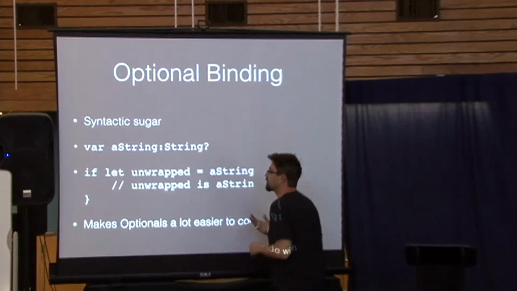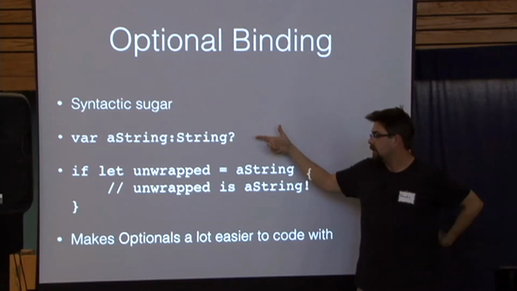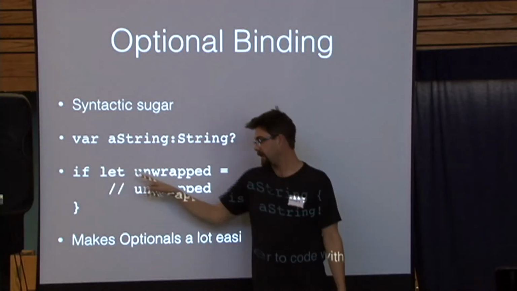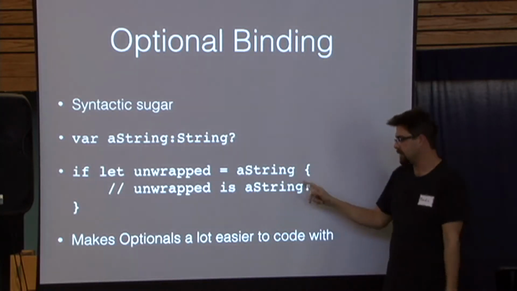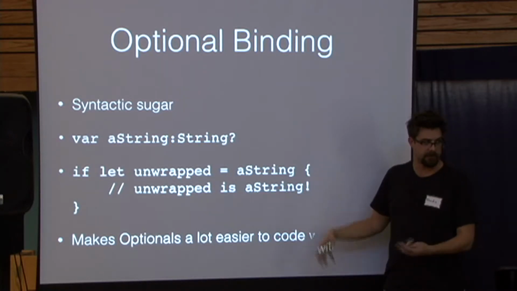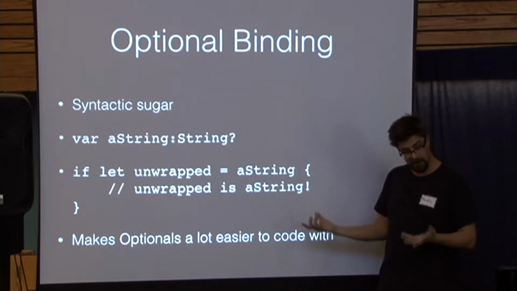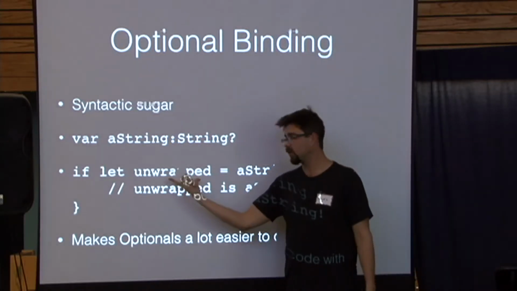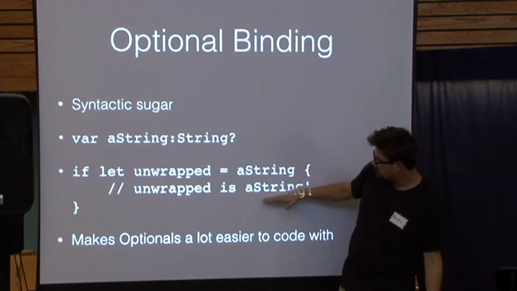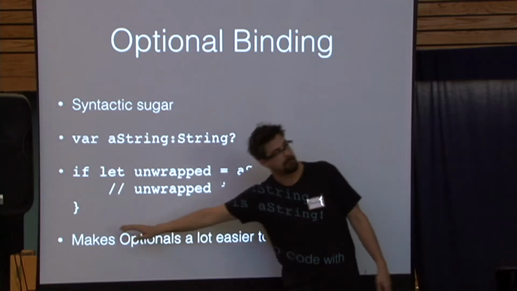So Swift gives us this mechanism, which is pretty cool. If I have an optional string, you can write if let unwrapped equals a string. What that says is, okay, look in the box. The box is a string. If the box has a value, set that value equal to the constant named unwrapped inside here. If not, skip that whole part and go ahead.